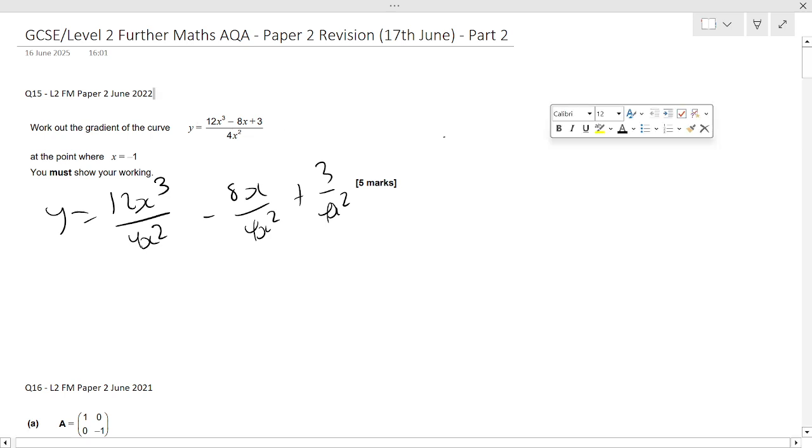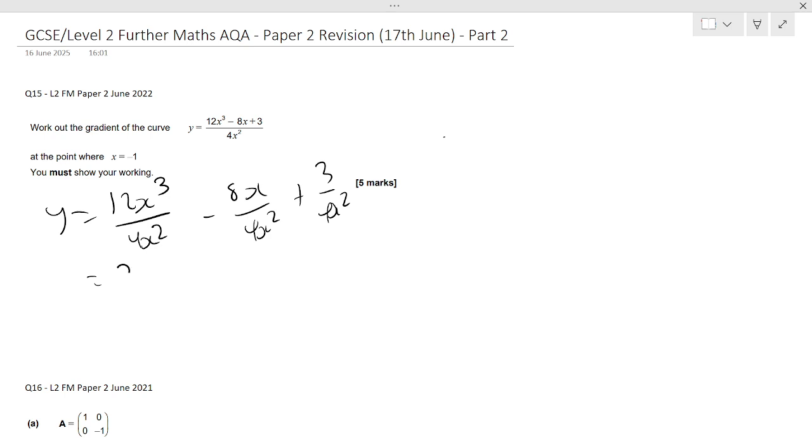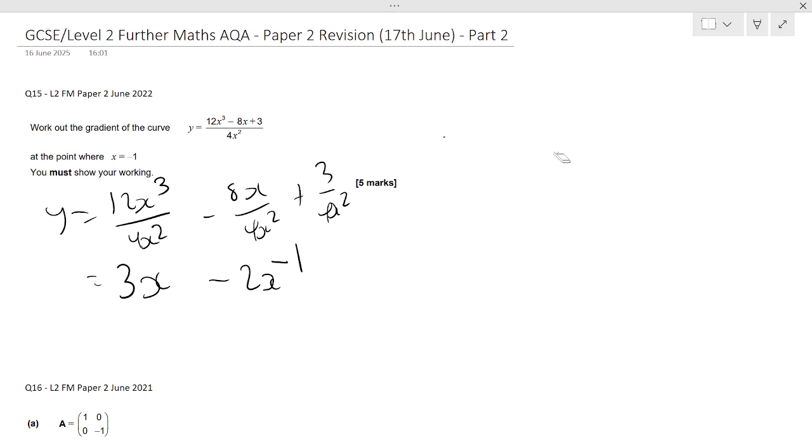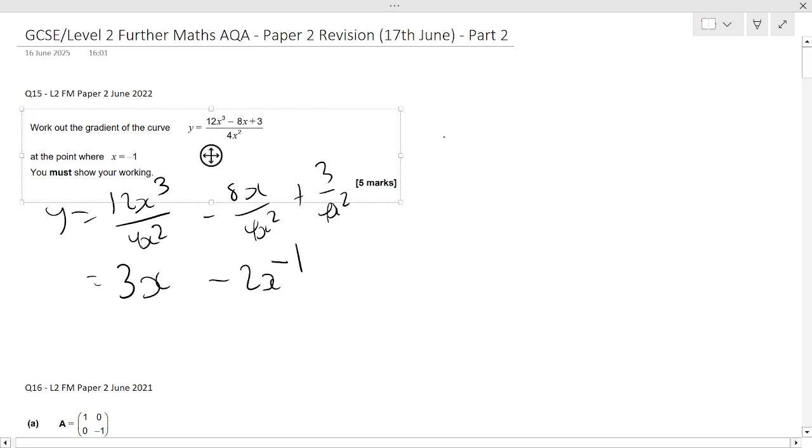I'll just split the numerators up, and now I can cancel term by term. So 12x cubed over 4x squared: 12 divided by 4 is 3, and x cubed over x squared goes to x to the 1, because you subtract 3 minus 2, which is x. Let's deal with the second bit then. Minus 8 over 4 will be minus 2, and x over x squared will be x to the minus 1, because 1 minus 2 is minus 1. Now don't be afraid you've got a negative here, that's completely fine. That's what you want, because then we can still apply the same rule when you differentiate.